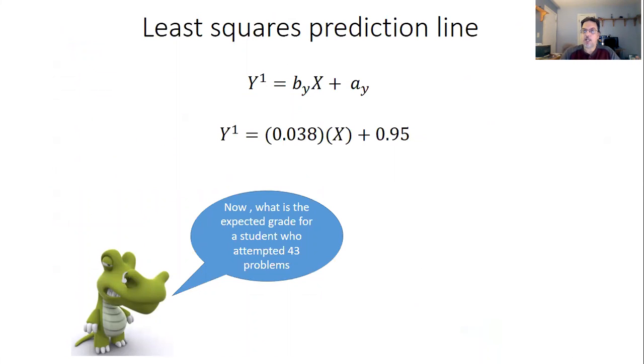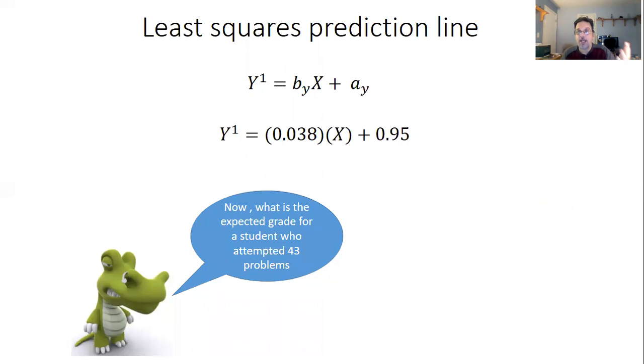And we're going to take both the slope and the y-intercept and plug them into the regression formula. So our least squares prediction line is always y prime, the prime indicating that this is the prediction line, equal to b sub y, the slope, multiplied by x plus the quantity of the y-intercept, a sub y. And then plugging the values in, it is 0.038 multiplied by x plus 0.95 to go from the number of problems from this data set into an expected GPA. So that's always the answer for the regression line.